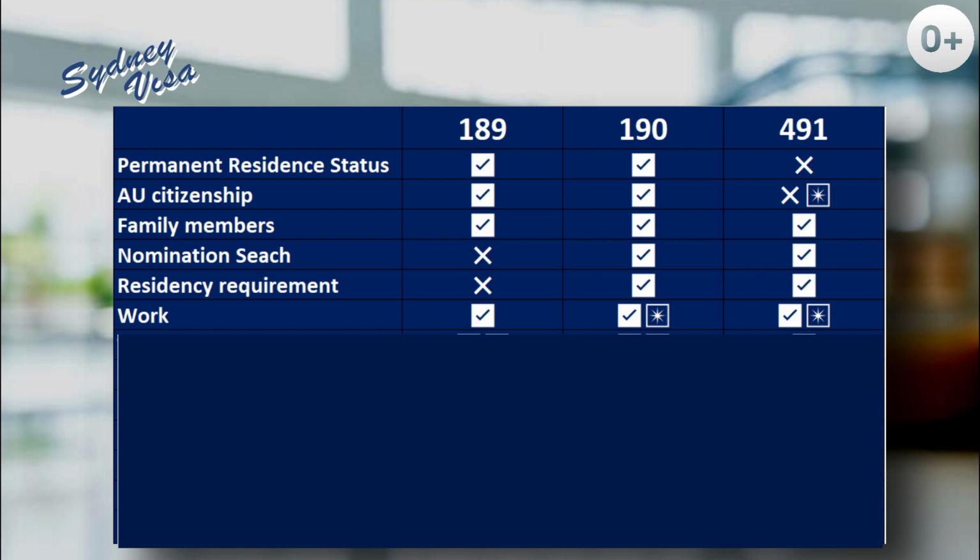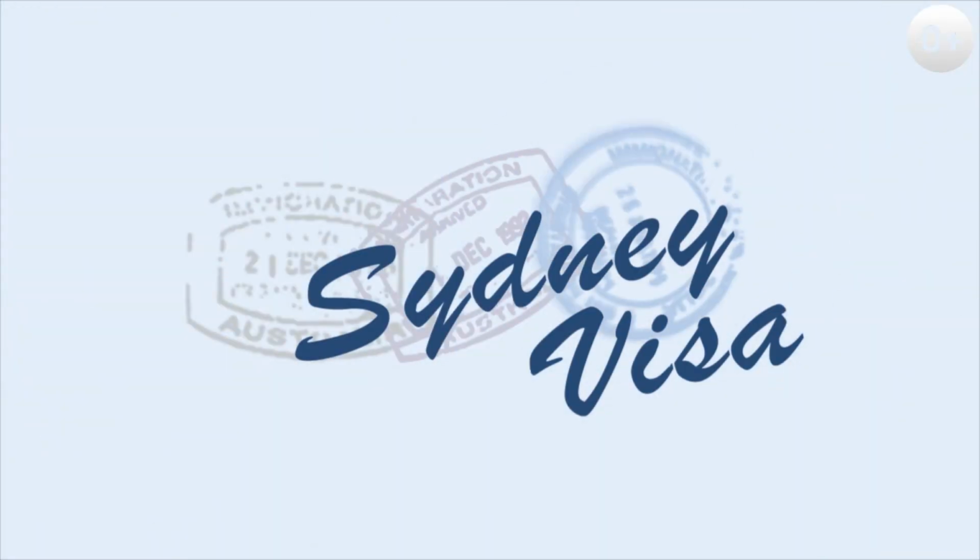All of the 3 visas have working rights. This means that you can work without any restrictions, as long as you work within the state or region that sponsored you for the sponsored and regional visas. Also, it is important to mention here that you have no obligation to work within the occupation that you used for your visa application, and this is true for the regional visa as well.